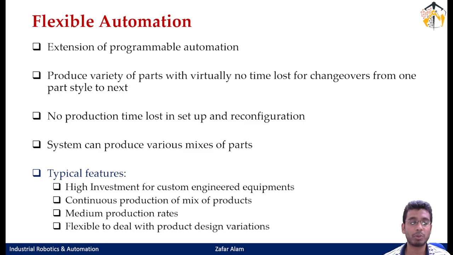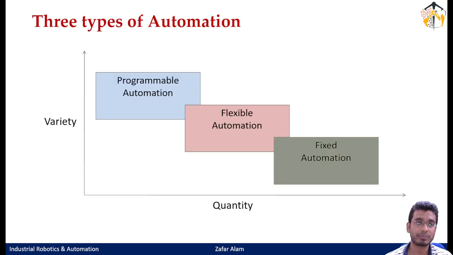Continuous production of a mix of products, the production rate is somewhat in between, okay? And then again, you have the flexibility to deal with the product designs and variations. So in this picture, you can see the graph between the variety and the quantity. The programmable automation fits into the left upper corner where you have a lot of variety and less quantity. The fixed automation fits into the right bottom corner where you have high quantity, whereas less variety, and flexible automation somewhat in between the two.